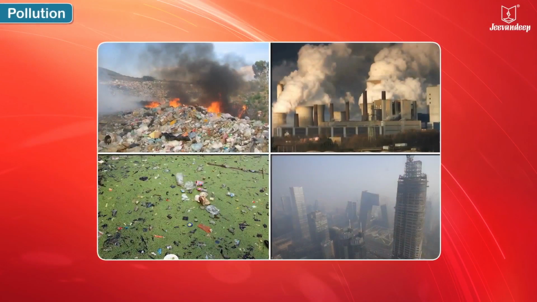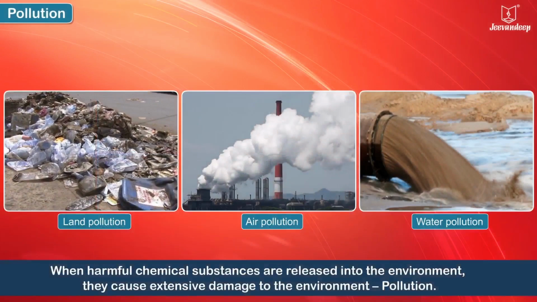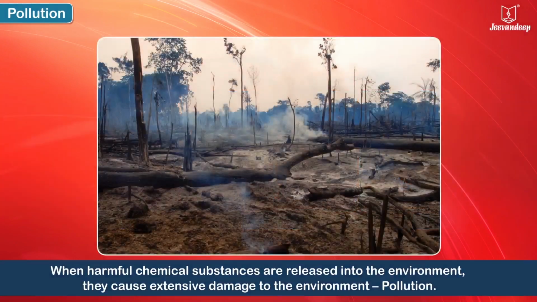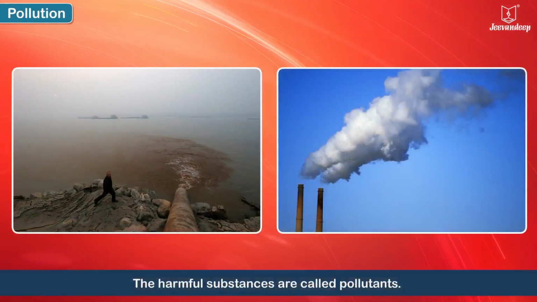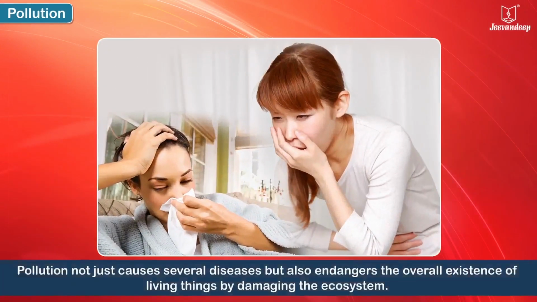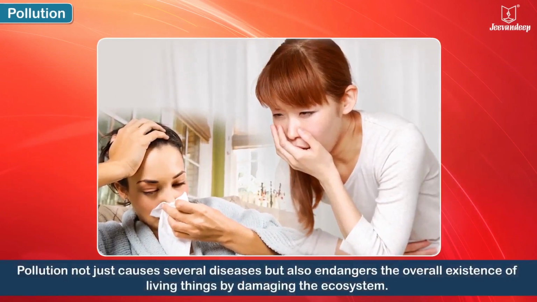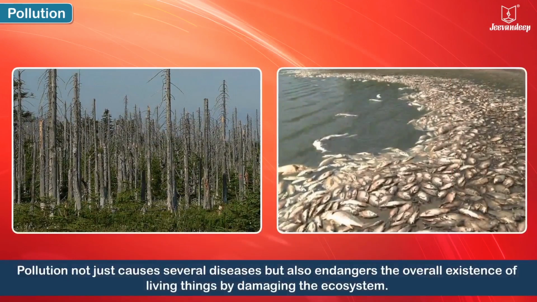Pollution. When harmful chemical substances are released into the environment, whether land, air, or water, they cause extensive damage to the environment. This is referred to as pollution, and the harmful substances are called pollutants. Pollution not just causes several diseases, but also endangers the overall existence of living things by damaging the ecosystem.